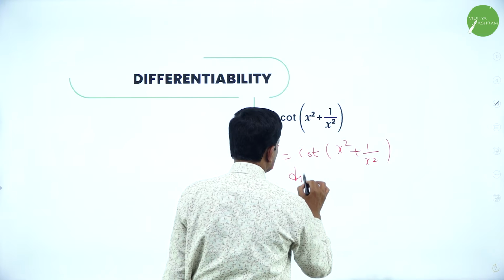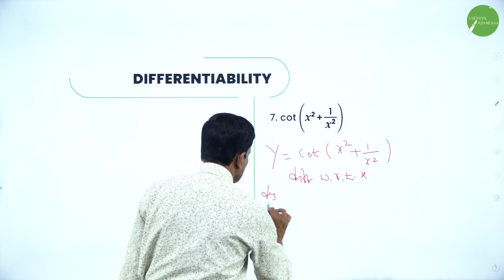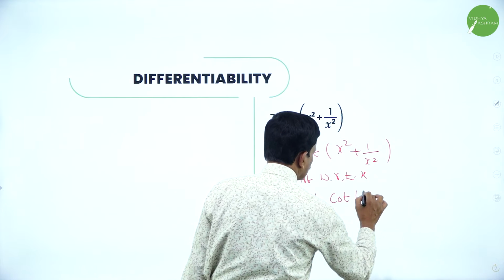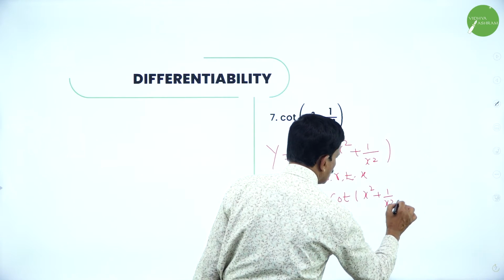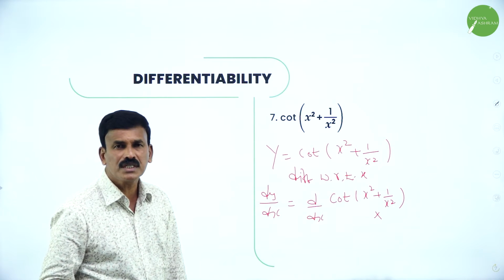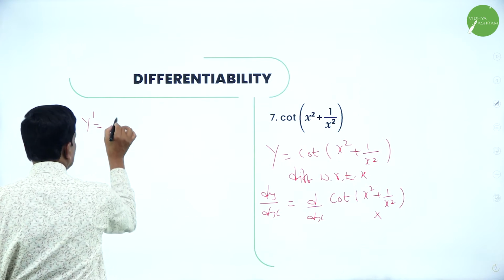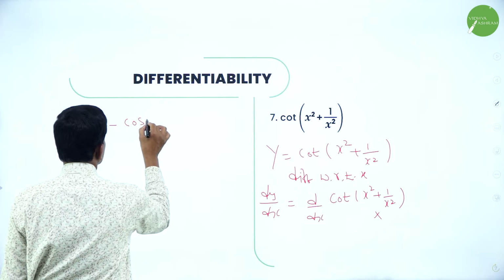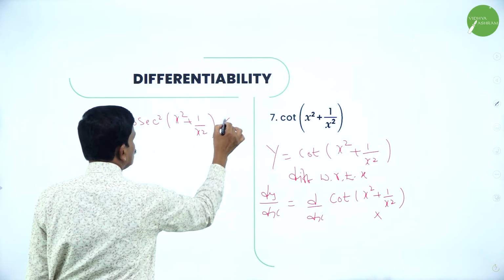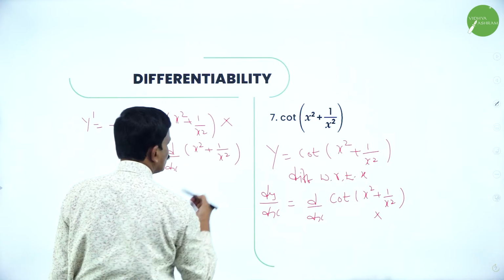Now differentiating with respect to x, dy by dx is equal to d by dx of cot of x square plus 1 by x square. Now let us call it as x. You know what is the derivative of cot x? Differentiation of cot x is minus cosecant square x. So this can be written as dy by dx is equal to minus cosecant square x. X is nothing but x square plus 1 over x into d by dx of this inside function x square plus 1 over x. Okay.